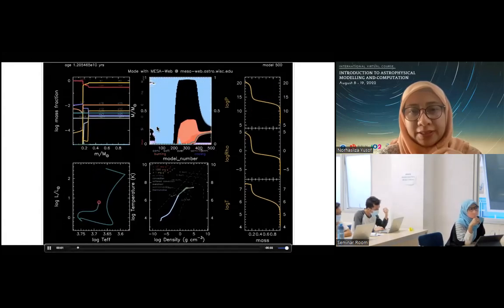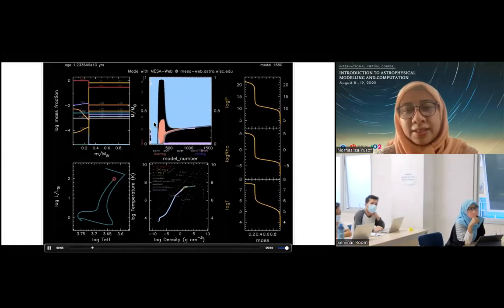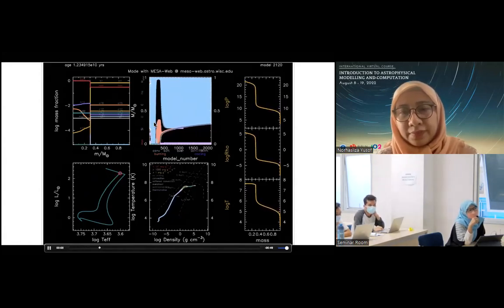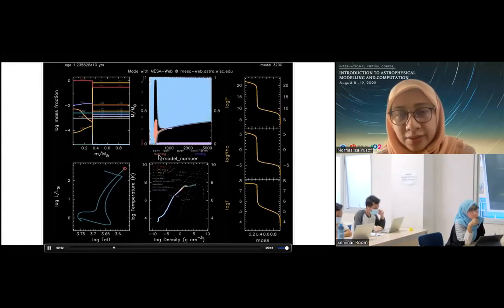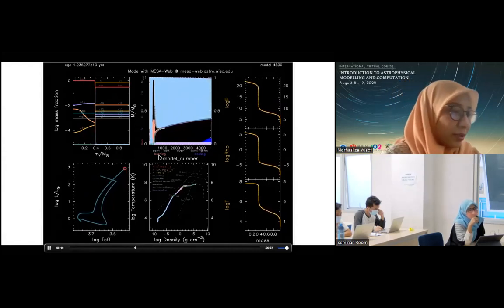Yeah, this one, right? Solar, okay. I think this is one solar mass. Yeah, so we can see it here. Convection zone, right? Yeah, one solar mass maybe. Yeah, this is for one solar mass. Let me see. Convection zone.